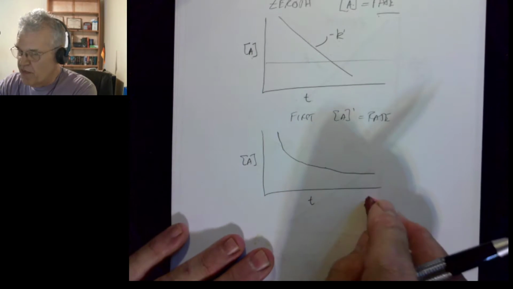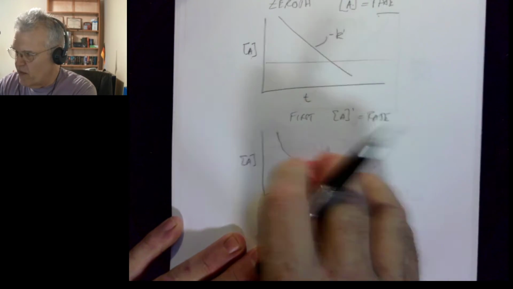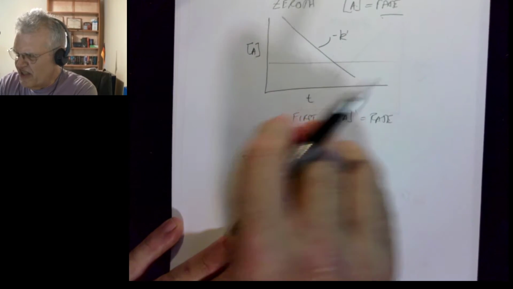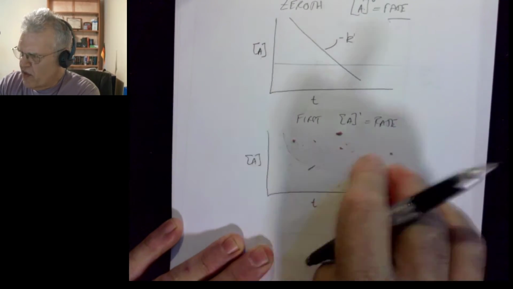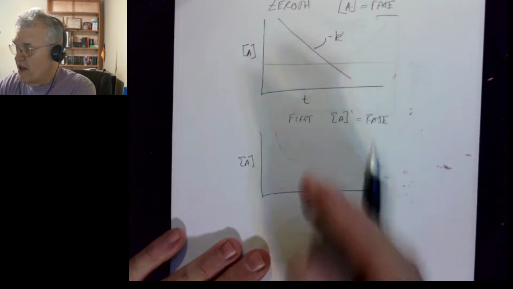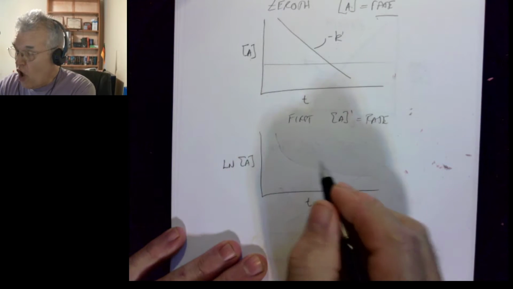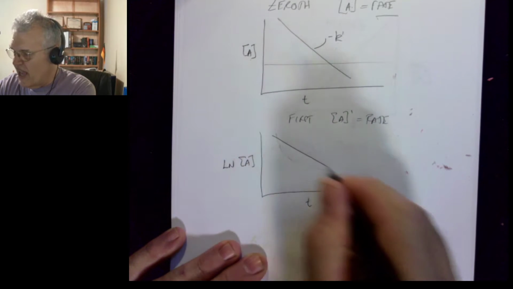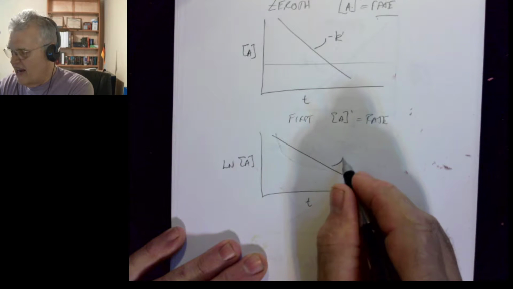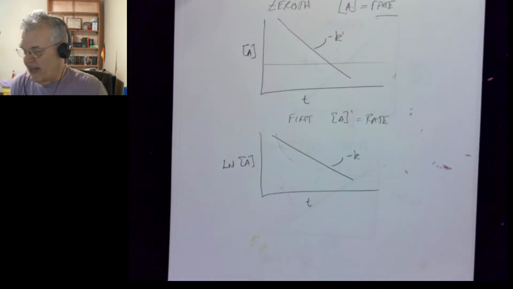Well, if we want this exponential curve to be linear, and we do because the statistics and everything else of linear equations are much, much better to deal with, then we take the natural log and change the exponential decay into a linear line, and that has a value of negative k.